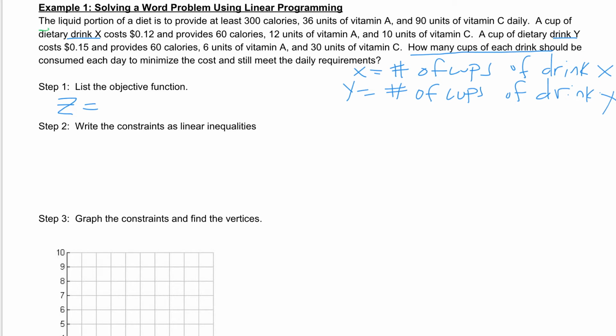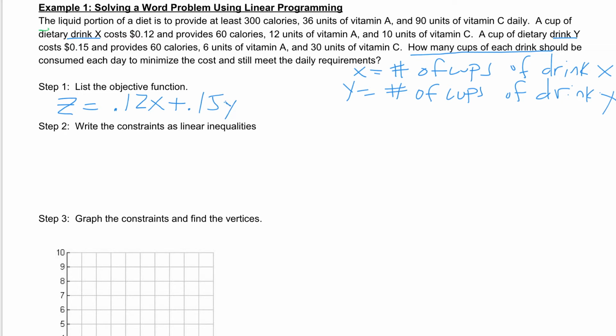So if we look through our problem, we need to know the cost. A cup of dietary drink X costs 12 cents, and drink Y costs 15 cents. So we can write this as 0.12 times X plus 0.15 times Y. And that's our objective function.